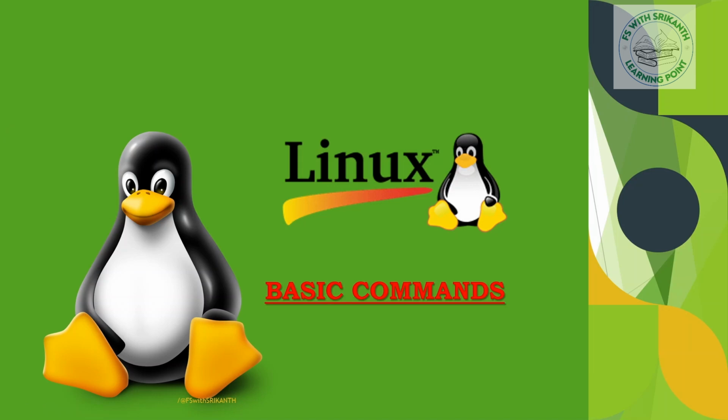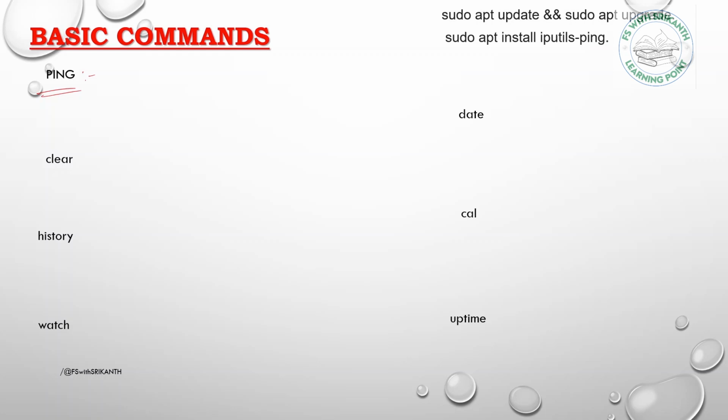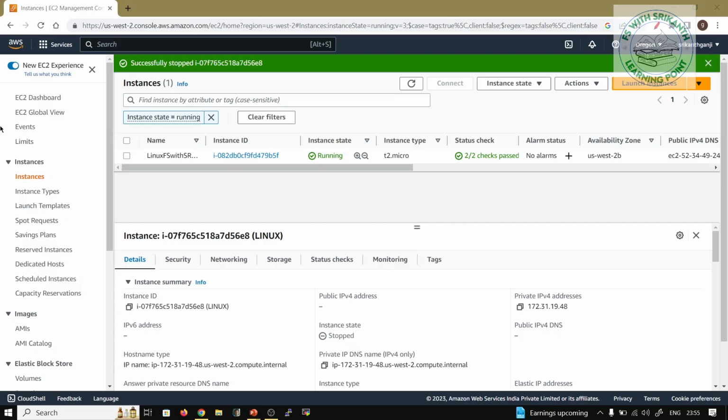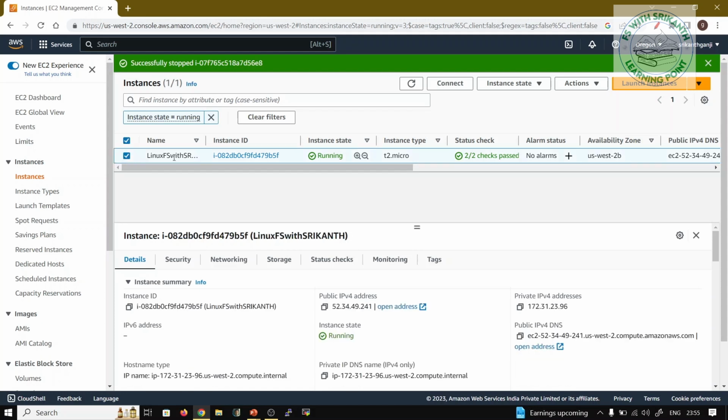In this lecture, I'm going to cover basic commands like ping, clear, history, watch, date, calculator and update. These are some basic commands you should know. So for this, ping with a fresh instance. Here within AWS, I created one AWS instance, like an Ubuntu. Here, I want to connect with this and update this from scratch, and I will go through this instance.